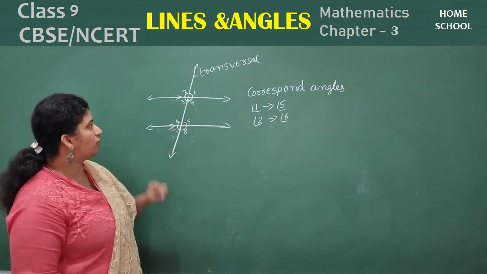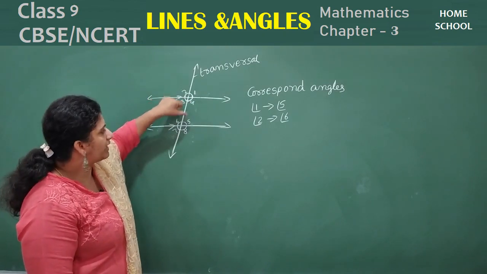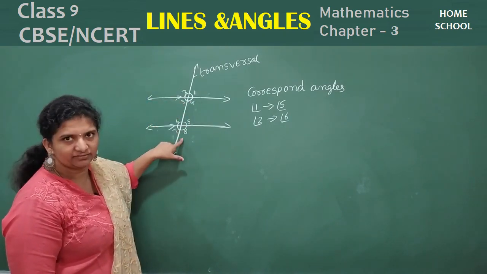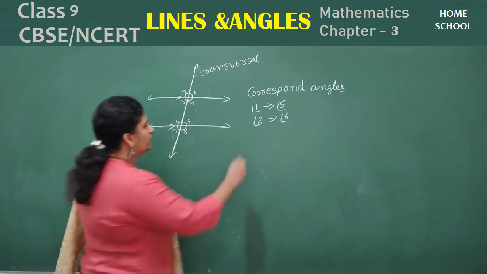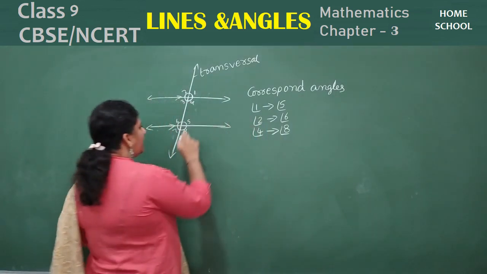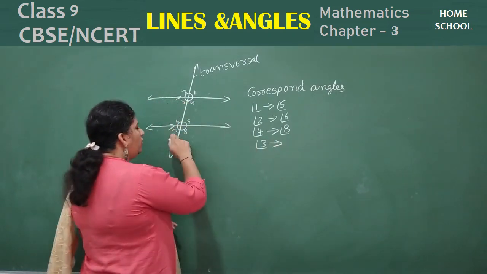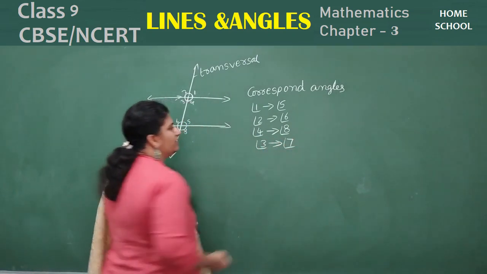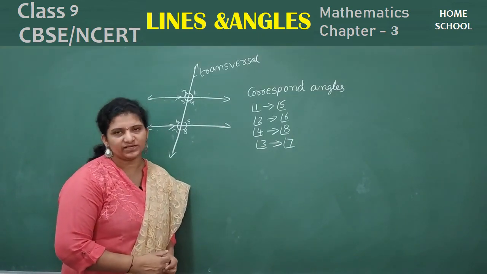So still if you want, you can see these angles also. Angle 4 corresponds to angle 8. See the bottom angle and here the bottom angle. So how can you say? Angle 4 corresponds to angle 8. Angle 3 corresponds to angle 7. Okay. So these are the corresponding angles we see here.